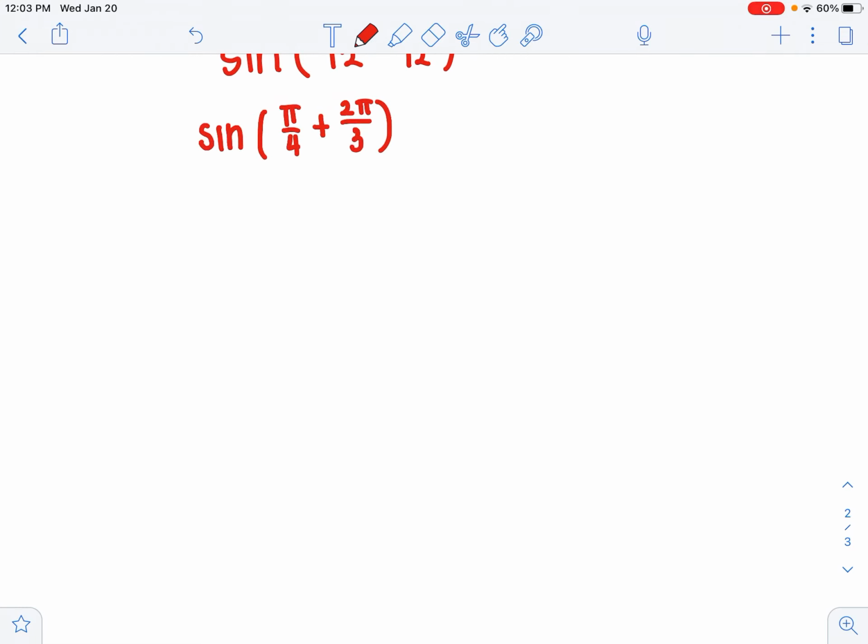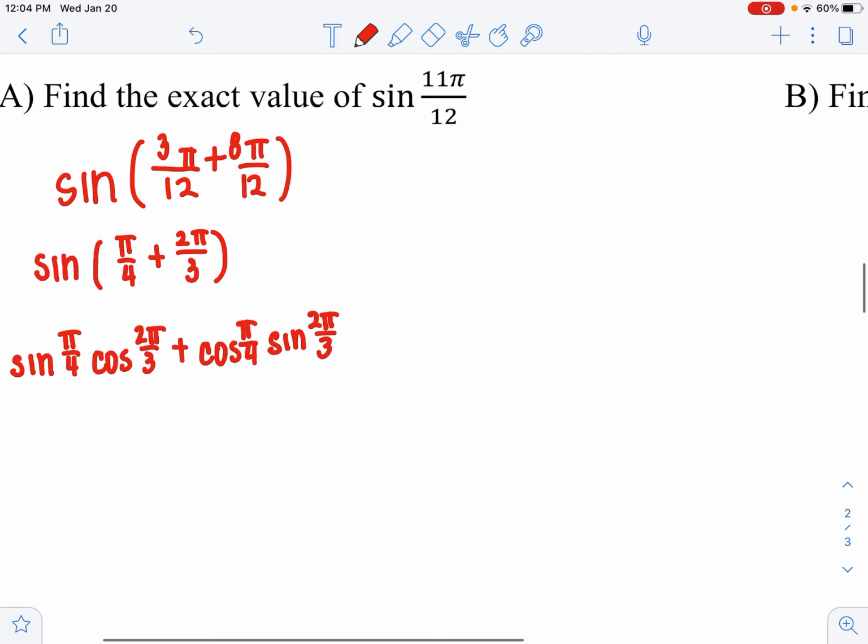Okay, so now I'm going to use my expansion. Sine goes sine, cosine, cosine, sine, keep the sine. So sine of the first angle, cosine of the second angle, keep the sine, cosine of the first angle, sine of the second angle. All right, so I'm going to need pi over 4 and 2 pi over 3. Off to the side, I just like to write those down. So pi over 4, 2 pi over 3.